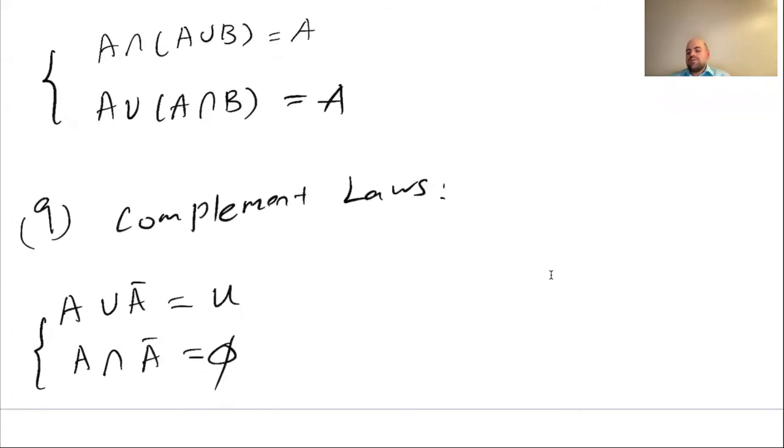Let's look at the last one, for example. A union A complement means elements which are in A or in A complement. But every element in the universal set is either in A or A complement, right? Because if an element in the universal set is not in A, then by definition it has to be in A complement, because A complement is a set of elements which are not in A. So that's why A union A complement is the whole universal set. But what about the intersection? Again, obviously the intersection is the empty set, because there's no element which is in both, since A complement is a set of elements which are not in A. So there's no element which is in A and also in A complement at the same time.